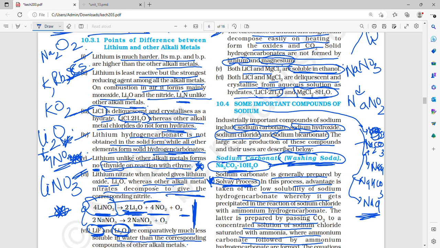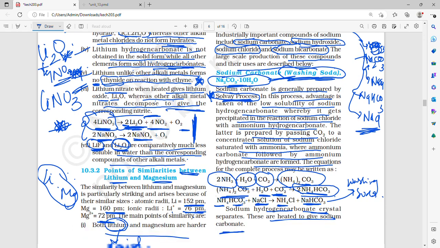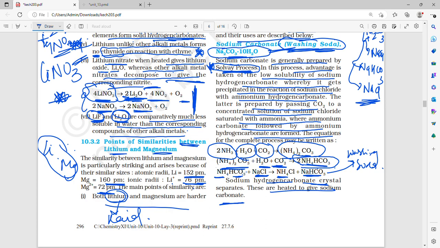Lithium nitrate, when heated, gives lithium oxide, that is Li2O, whereas other alkali metal nitrates decompose to give the corresponding nitrite. So lithium nitrate is the only one which gives lithium oxide, NO2 and oxygen, whereas all other alkali metal nitrates give their corresponding nitrites, whereas lithium directly gives oxide and, along with it, nitrogen dioxide and oxygen.